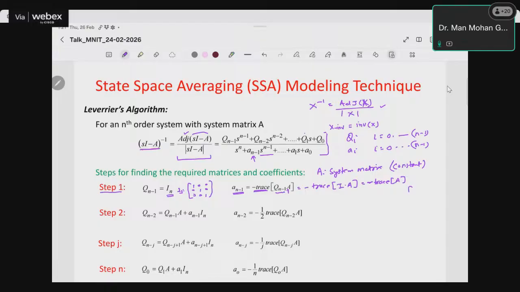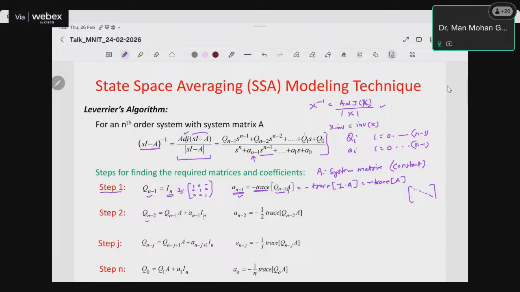So trace of a matrix is simple. It's a summation of diagonal elements. Trace is defined as the summation of the diagonal elements. That is a trace. So once we have found Q(n-1) and a(n-1), the next step is to find Q(n-2). That is equal to Q(n-1), which is already obtained, into A, which is known to us, plus a(n-1), which is already found in the previous step, into I(n).